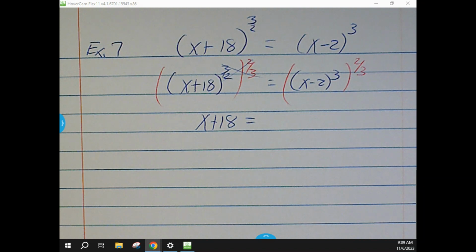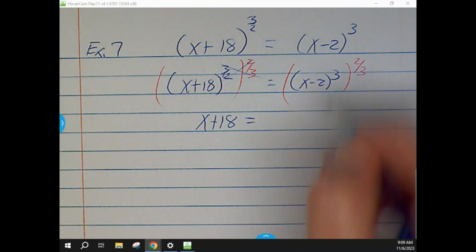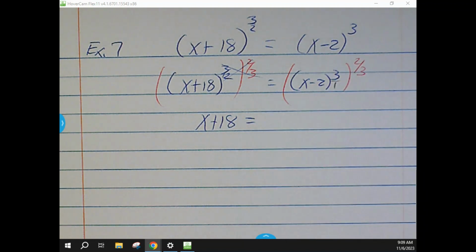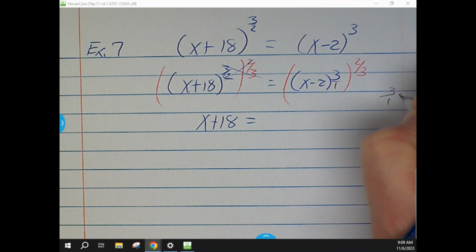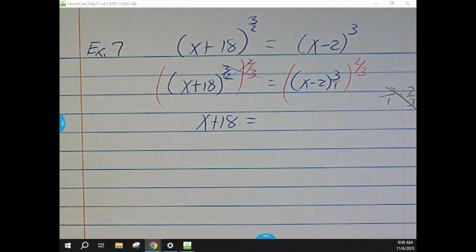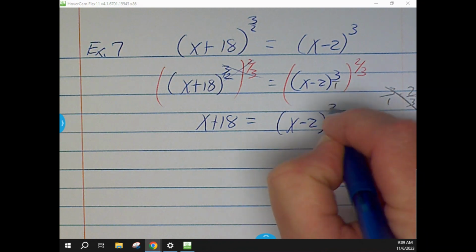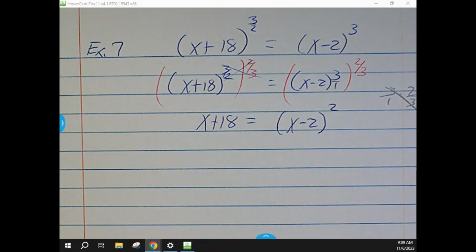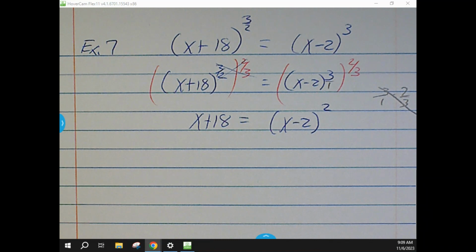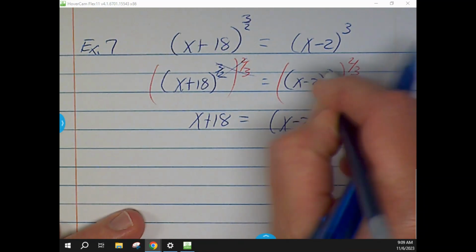On the right side, it actually works out pretty well, because it's 3 over 1. So when we do 3 over 1 times 2 over 3, the 3's cancel, and that'll leave us with x minus 2 squared. Would have been better if I'd had that power a little higher up there.